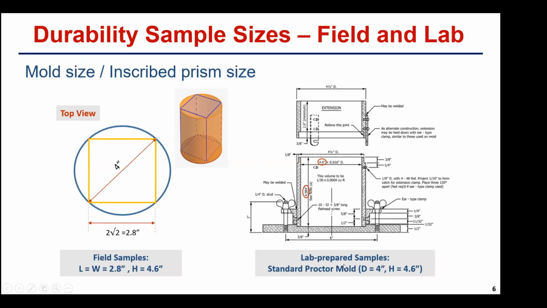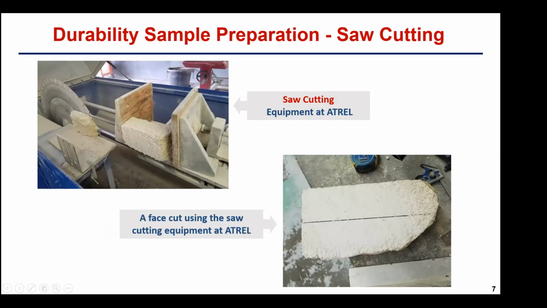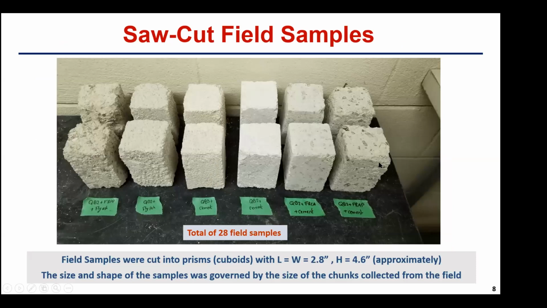Also, we wanted to do some lab samples to compare and contrast with the same mixes. So for those, we used the Proctor sample size for the preparation. These are some images here that show the preparation of the samples. So we use the big saw cutting equipment for cutting the field samples into the cuboids or the prisms. And this is actually a saw cut that is intended or used for big rock cutting. And as you can see here, these are the final samples that were cut from those big chunks.